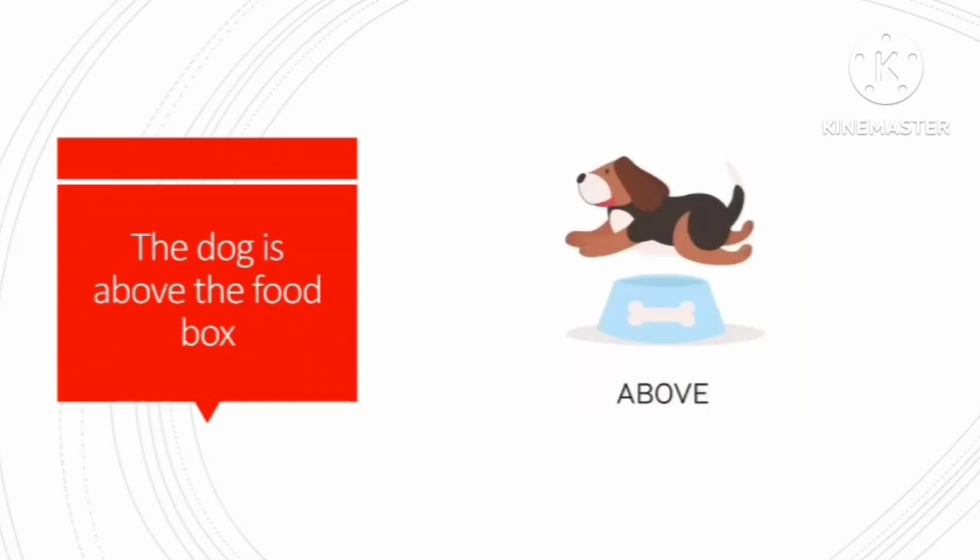Number 2. Above. The preposition above is used when something is at a high level. For example, the dog is above the food box. Another example, there is a mirror above the sink. Another example, Anaya's name was above my name in the list. Another example, the kite was flying above.